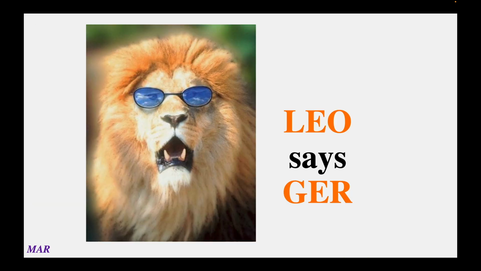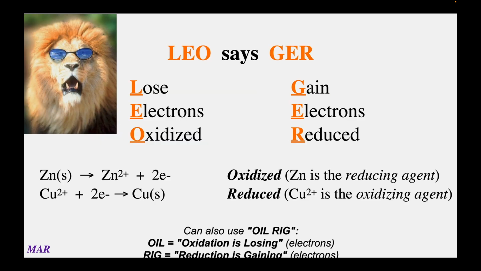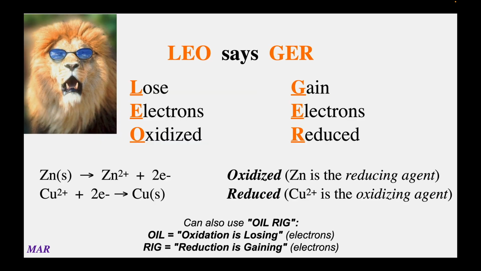At this point, I need to introduce my friend Leo the lion, and Leo says, "Grrr!" All right, sound effects not necessary. Leo the lion says GER, and GER is an acronym that will help you. LEO stands for lose electrons oxidized. GER stands for gain electrons reduced.